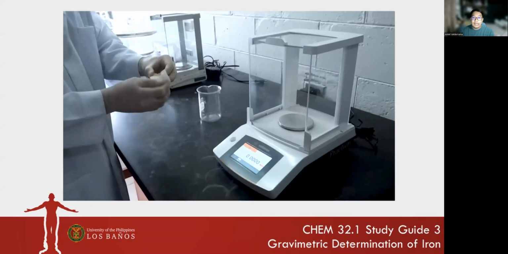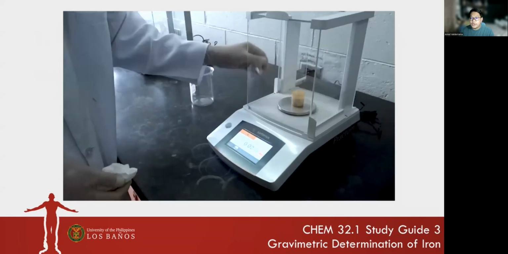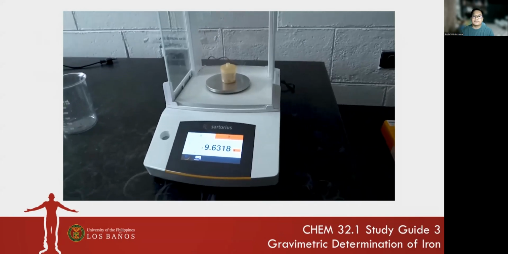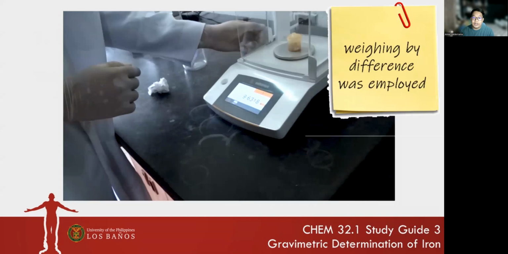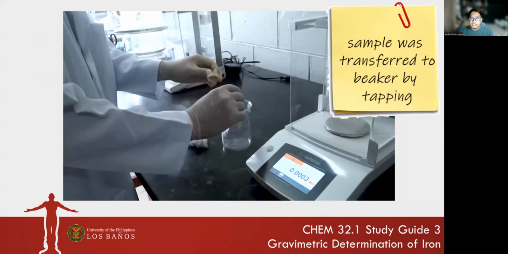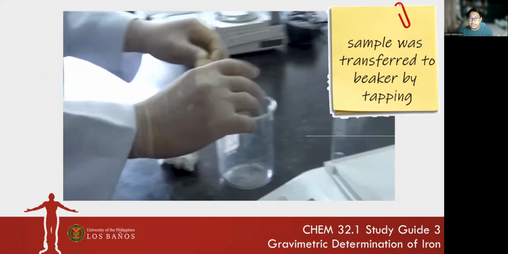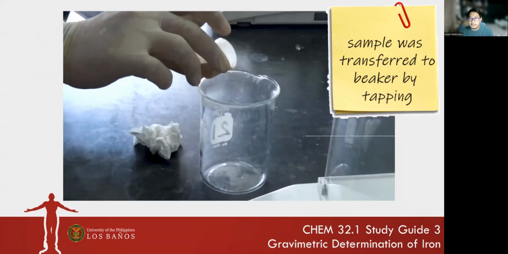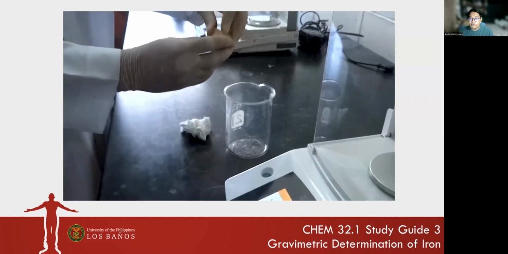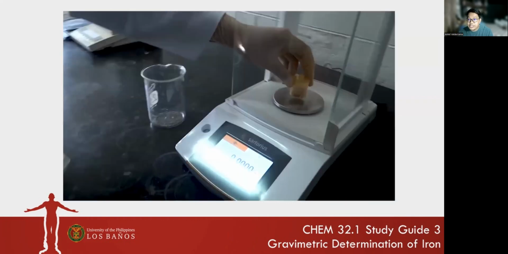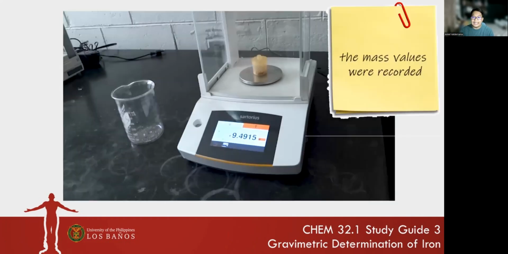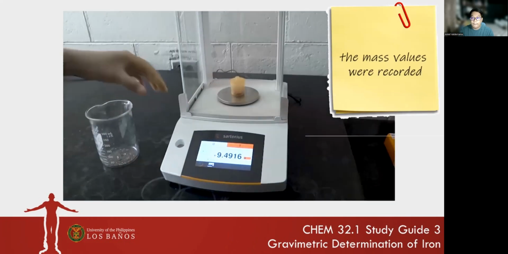So as a review for weighing by difference, you have to weigh first the container plus sample. So you will get its weight. And then you will have to transfer the content of your sample to another container by tapping. Okay. So this is how you tap your sample from another container to the beaker. And after tapping, you have to place back the cover of your container and you will weigh it again using your analytical balance. Okay.